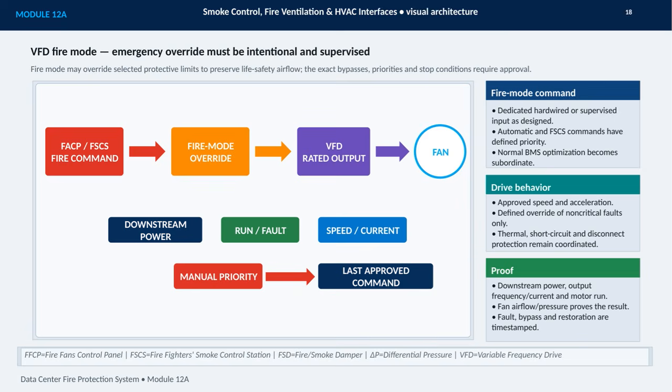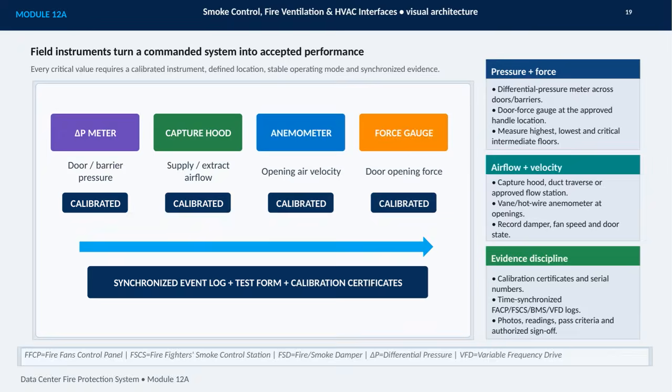In short, the system must command, execute, verify, and document fire mode operation. This slide focuses on the instruments and evidence needed to turn a commanded smoke control system into accepted, measurable performance. The central principle is that every critical value needs four things: a calibrated instrument, a defined measurement location, a stable operating mode, and evidence that is synchronized with the test.